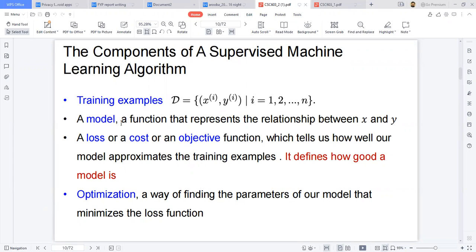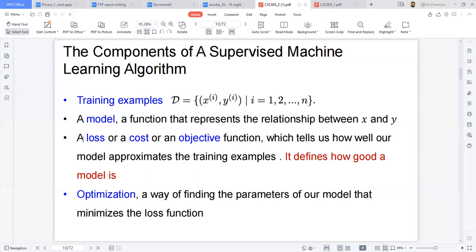And a model. A model is a function that represents the relationship between x and y. So we have to find the relationship between x and y, because x is the input variable or independent variable, y is the output or dependent variable. So we have to find the relationship between the independent and the target variable, and then that will be the model.